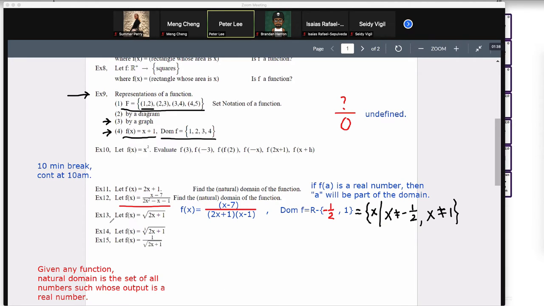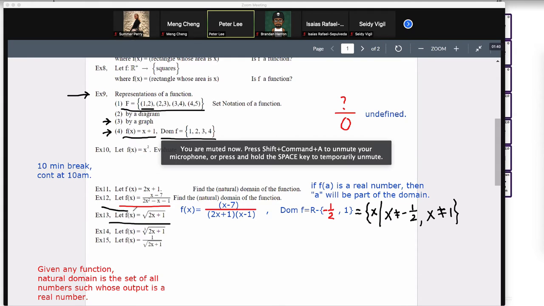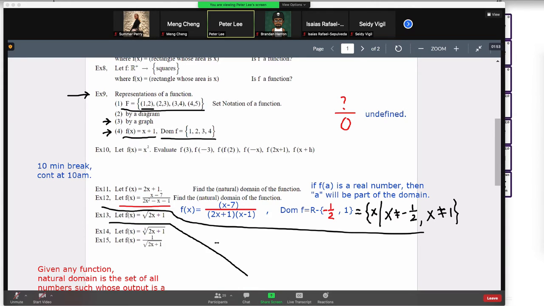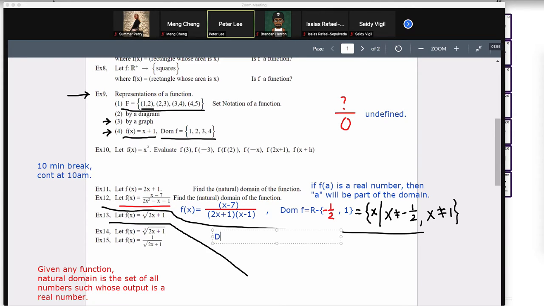Okay, so now how about example 13? Now let me put a bar here. So what is example 13 here? What is the domain here? Well, in this case, let f of x equal square root of 2x plus 1. So what is the natural domain in this case? Okay, so dom f is equal to what?